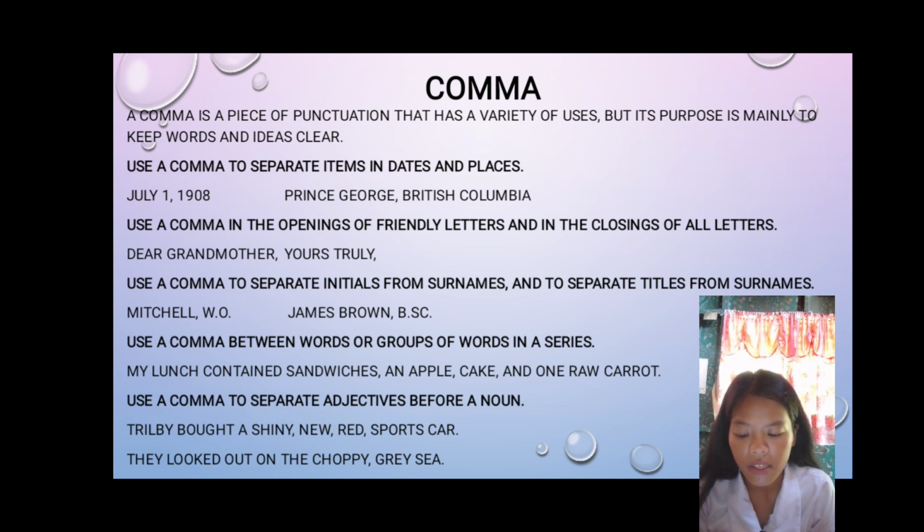Use a comma to separate initials from surnames and to separate titles from surnames. Michelle, W.O. James Brown, B.Sc. Use a comma between words or groups of words in a series. My lunch contained sandwiches, an apple, cake, and one raw carrot. Use a comma to separate adjectives before a noun. Trilby bought a shiny, new red sports car. They look out on the choppy, gray sea.